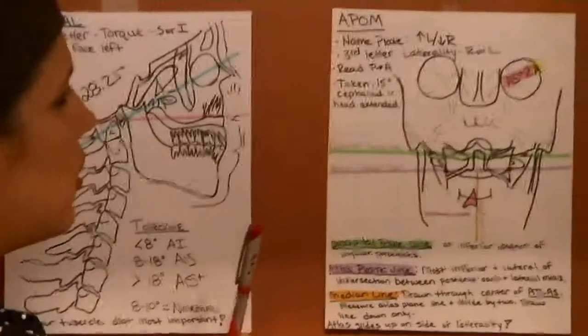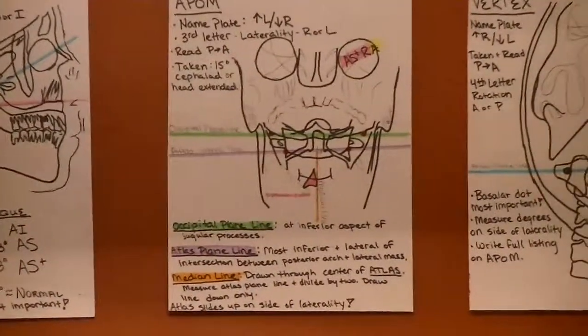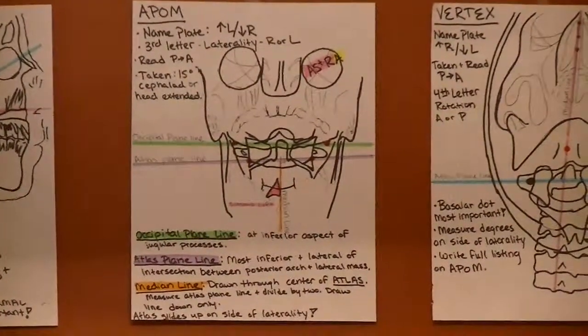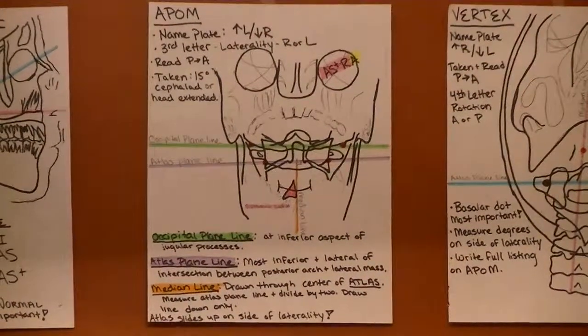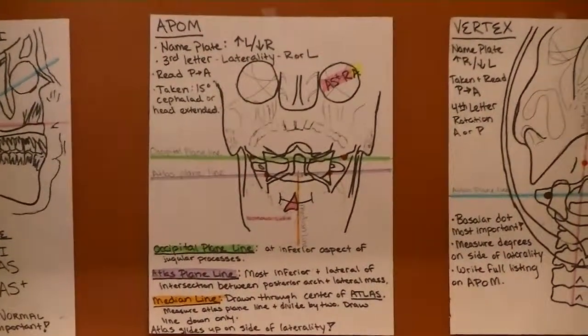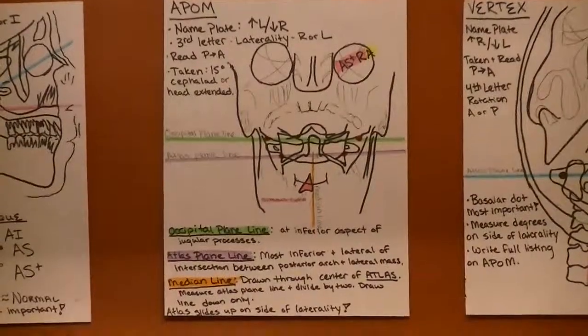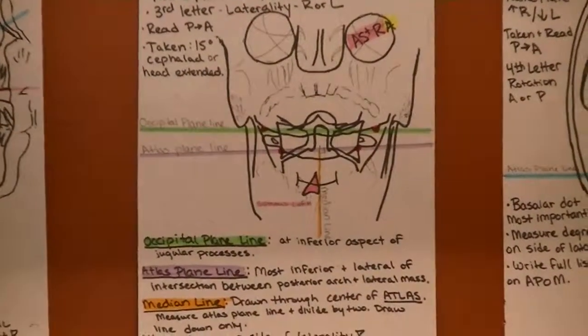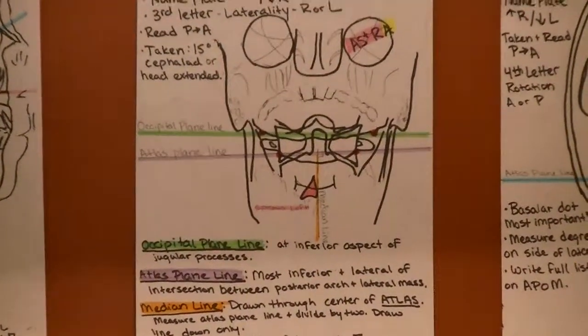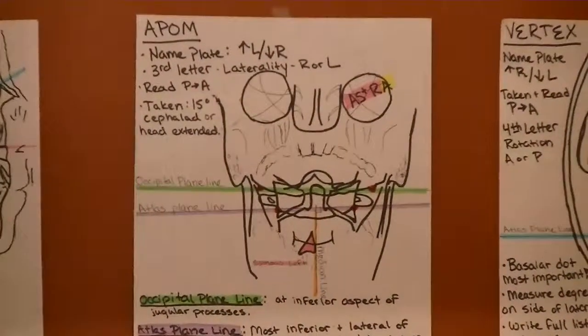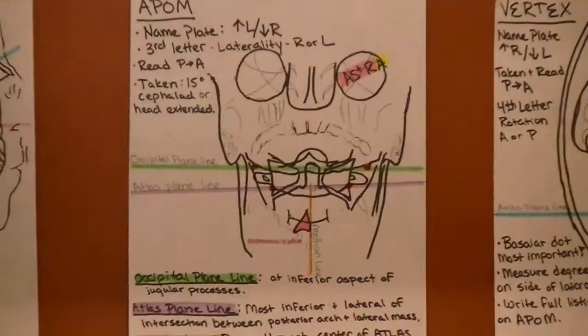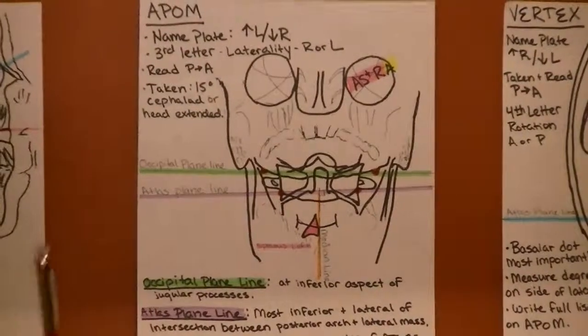Next, you'll go to APOM, and the nameplate on this X-ray is upper left, lower right. It will give you the third letter in the listing, which is your laterality of right or left. This X-ray is read P to A. It is taken 15 degrees cephalad. That'd be tube tilt, or if the patient's head is extended, it'll be 15 degrees superior.